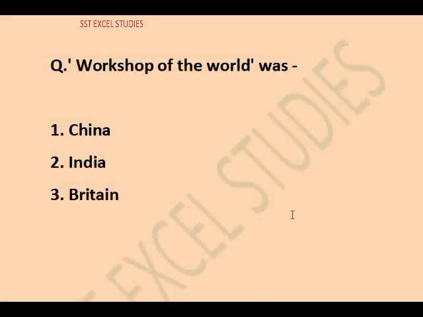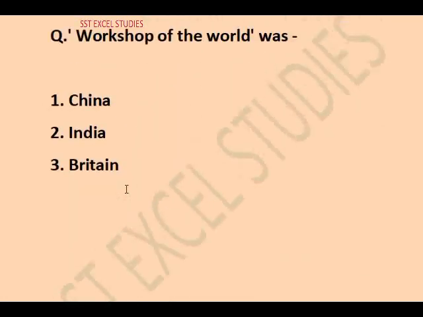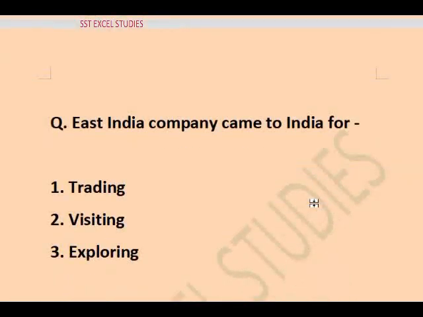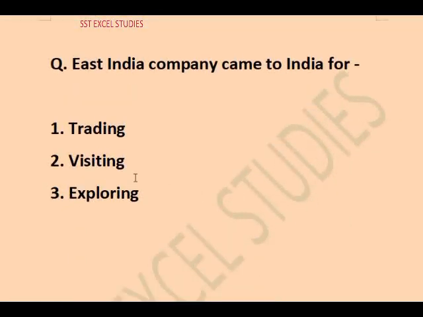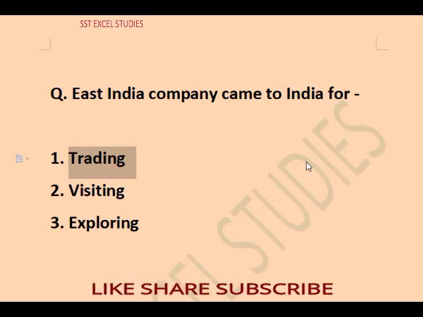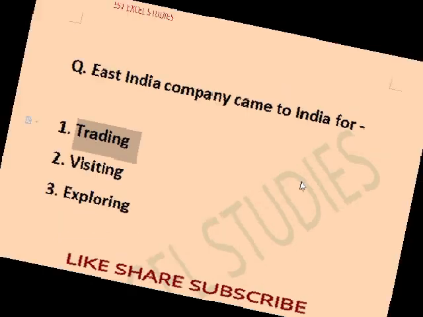Next question is, workshop of the world was, which country is known as workshop of the world? Options are China, or India, or Britain. Answer is Britain, because of the expansion in industrialization. Next question is, East India Company came to India for, options are trading, visiting, or exploring. Answer is trading. East India Company came to India for trading. Later on, it started making the India territories in.